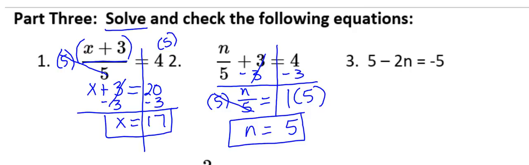All right. Next, and I could actually put that in. If you put that in mentally, 5 divided by 5 is 1, plus 3 is 4, so it works.